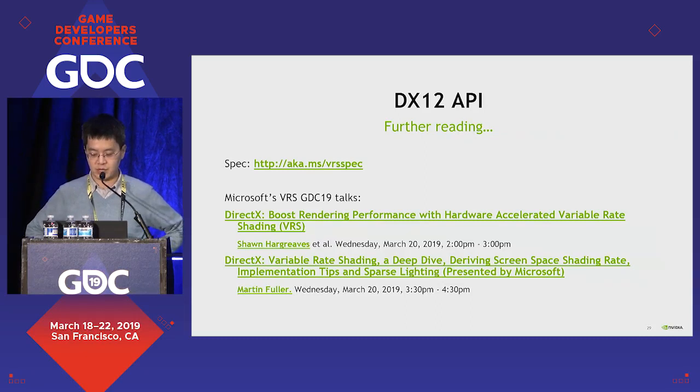DX12 support will be enabled on Windows 10 build 19H1. For further information, there is a spec, and there are 2 excellent Microsoft talks on this topic on Wednesday that you might want to check out later.